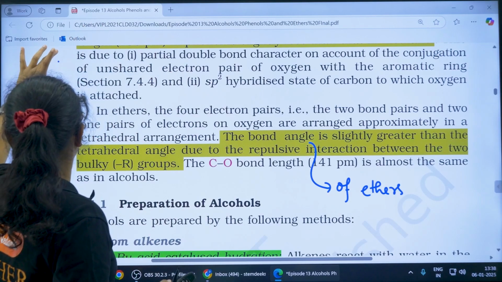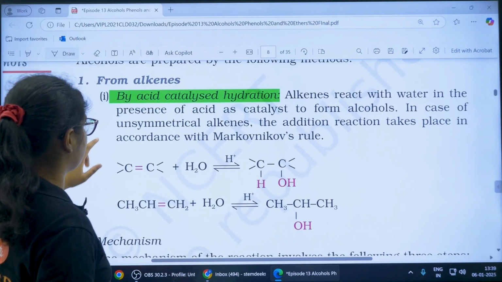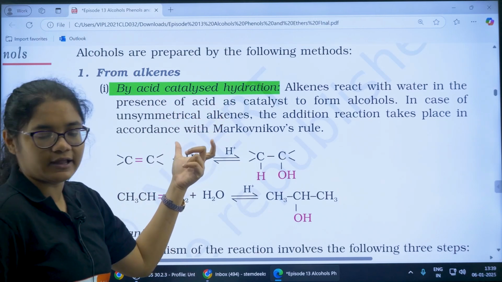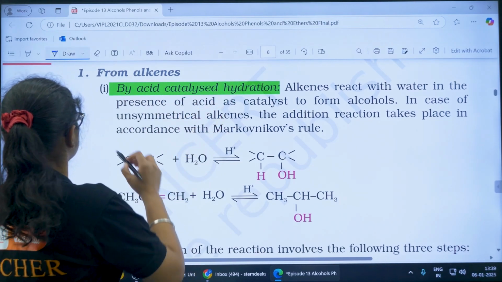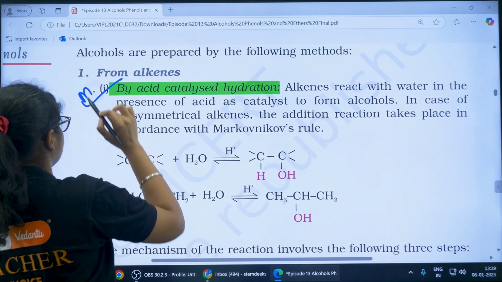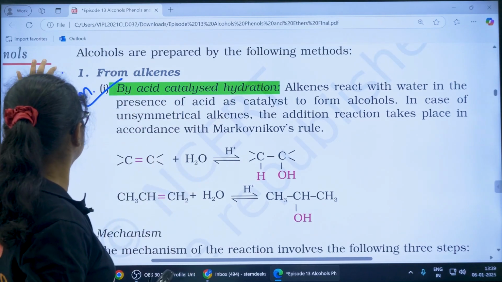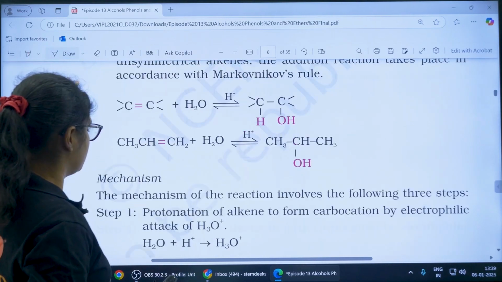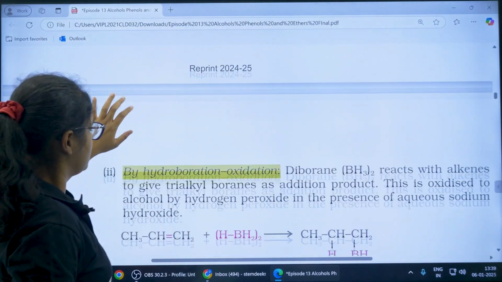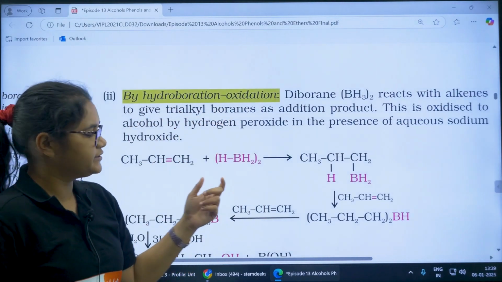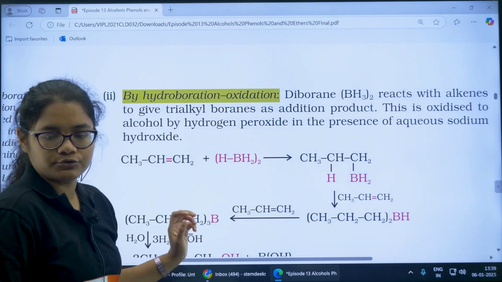Now moving towards the preparation. First, acid catalyzed hydration. This is important because the mechanism is there, so make sure that you prepare this reaction properly. This mechanism is very important, prepare it thoroughly. Next we have the hydroboration-oxidation reaction; this mechanism also you should prepare.